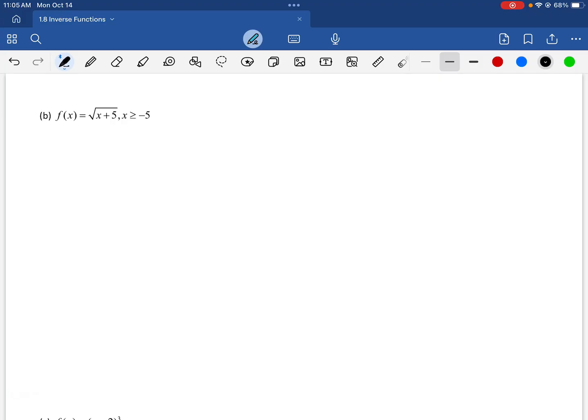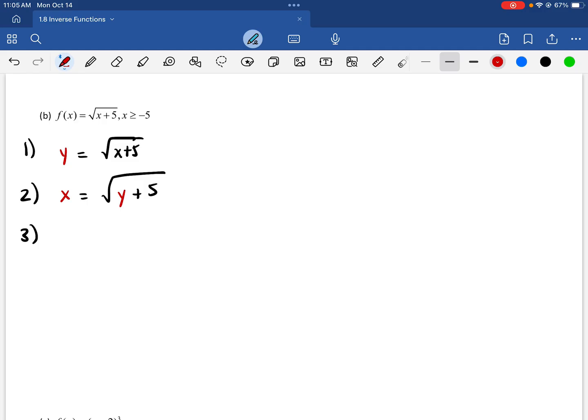All right, for our next one here, again, the same 4 steps to find that inverse. We're going to start out by replacing f(x) with y. Then we're going to switch that x and y. And then we're going to start solving that equation from step 2 for y.